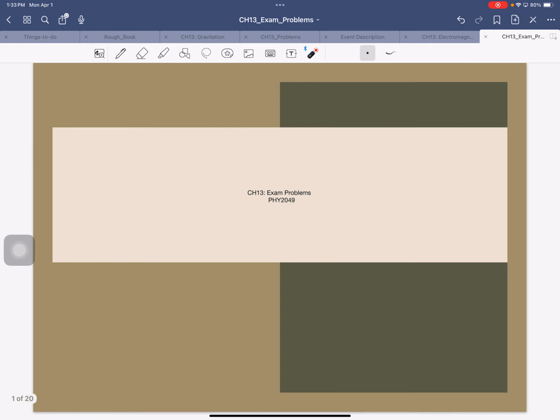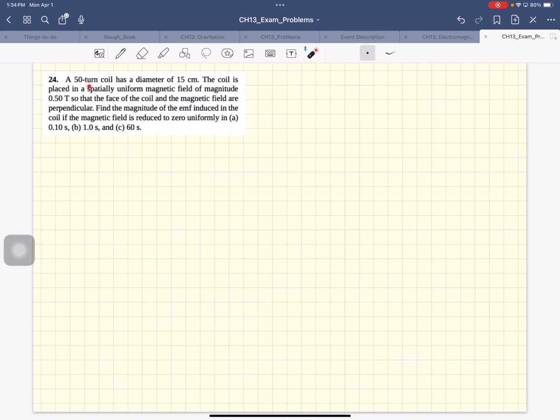So this problem says a 50 turn coil has a diameter of 15 centimeters. So 15 centimeters is half a foot. The coil is placed in a spatially uniform magnetic field of magnitude 0.5 Tesla. So that's a pretty strong field. So that the face of the coil and the magnetic field are perpendicular.